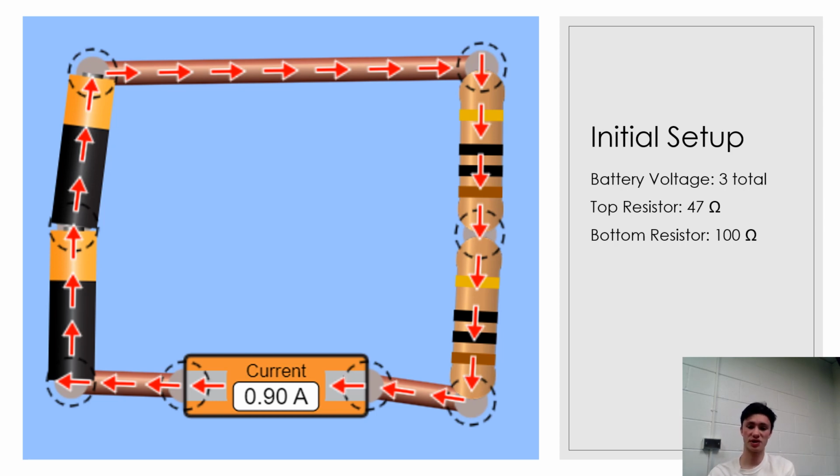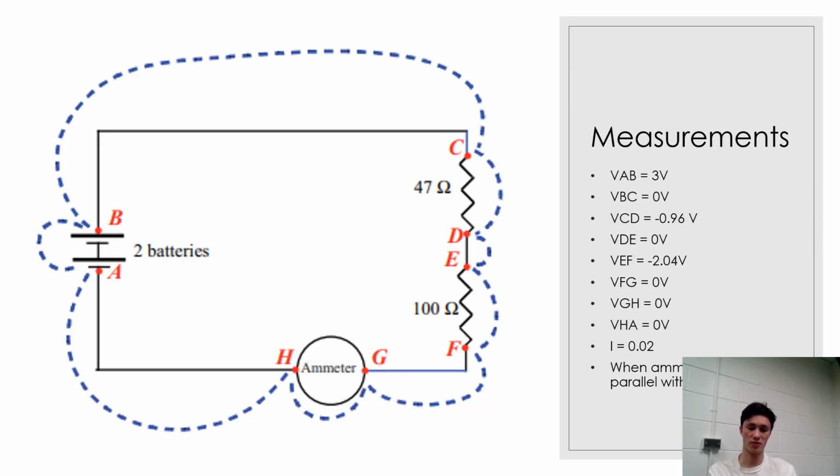So for the initial setup for this lab, I set up a circuit with two 1.5 volt batteries connected in series to two resistors, with the top resistor being 47 ohms and the bottom resistor being 100 ohms. We then took measurements of potential difference across each component of the circuit.